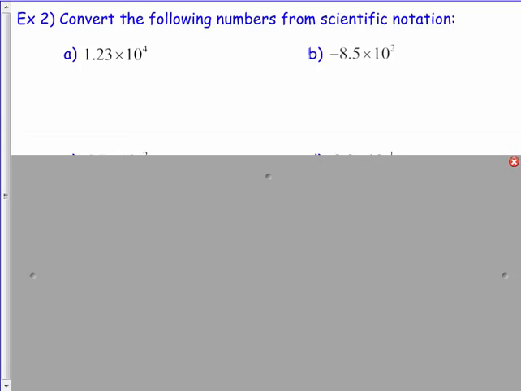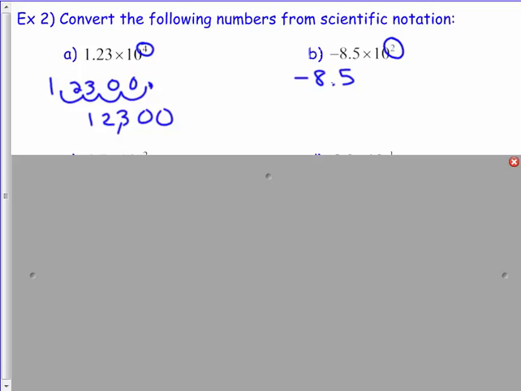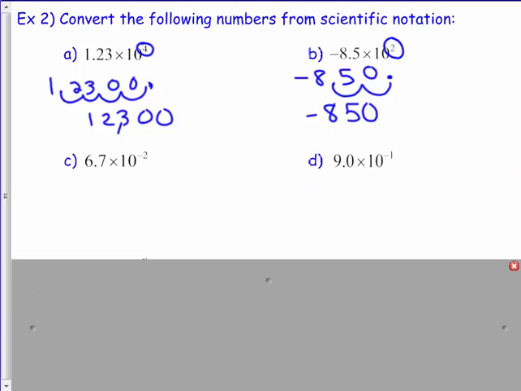So in this one now we're going to be given the numbers in scientific notation, and we want to convert them here. So I have 1.23. I'm going to move it over 4 places. So the answer is 12,300. Move the decimal point over 4 places. With a negative, I'd do the same thing. Move it over 2 places, doesn't matter. Okay, it's going to be 850. Again, the 2 makes the number bigger.